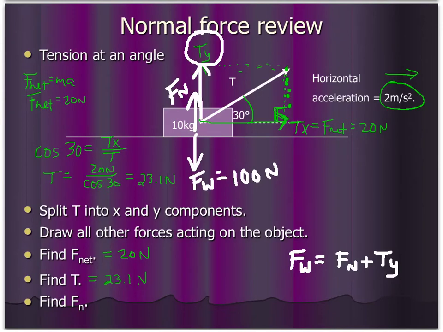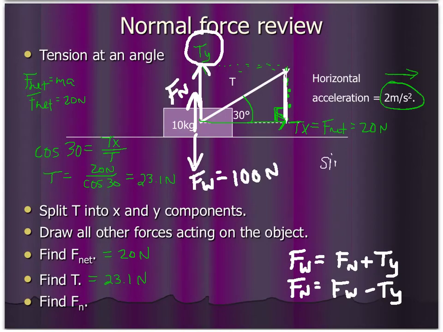pull on the string. Okay, so we have to solve for our Ty so that when we rearrange this equation, Fn is going to be equal to Fw minus Ty. I can get my answer for Fn. Okay, so if we go back to our right triangle, Ty is going to be equal to this side over here, which is opposite of that 30-degree angle.